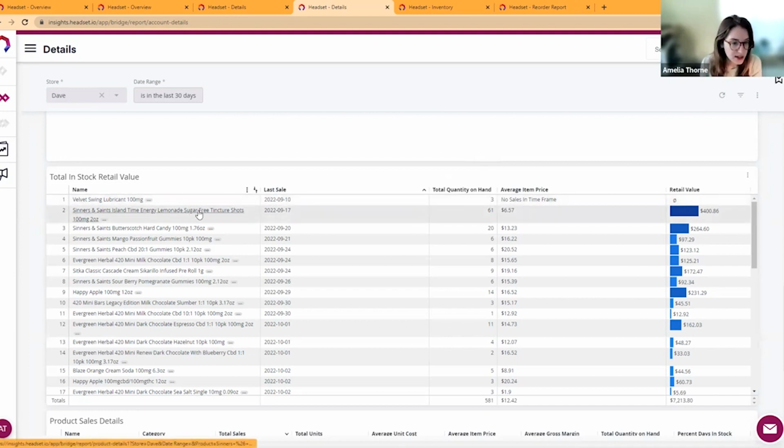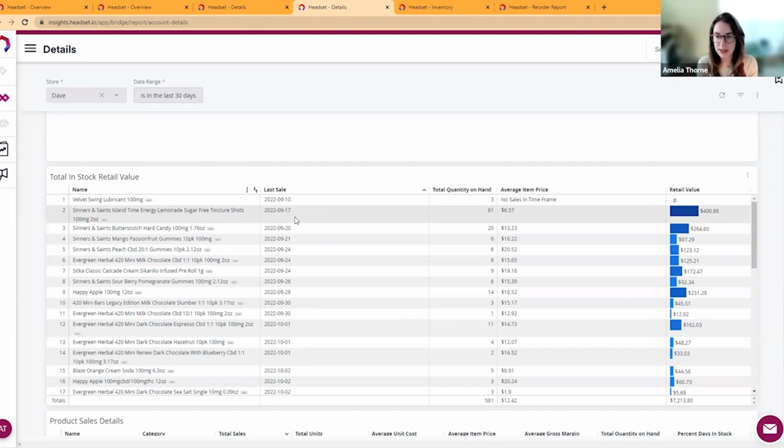Looking down to the Sinners and Saint Island Time Energy, the last sale for this one was on 9/17. We have 61 units on hand of this product. The average item price is $6.57, and the retail value is $400. So because we have 61 units on hand here, we have $400 that could potentially be sold. And it's concerning because the last sale is on 9/17. So start to think about why that might be.